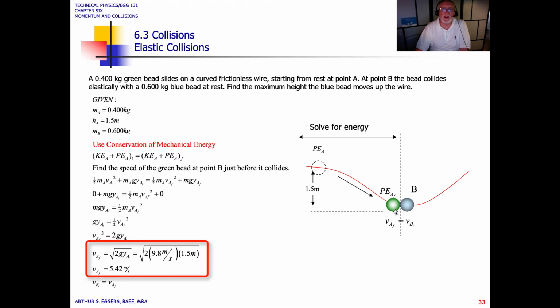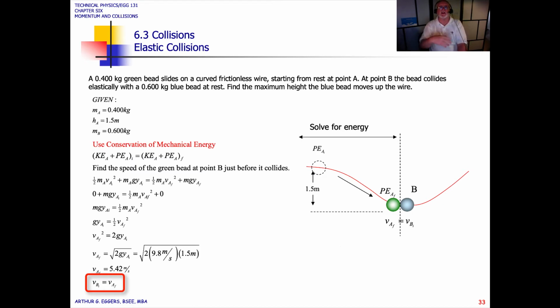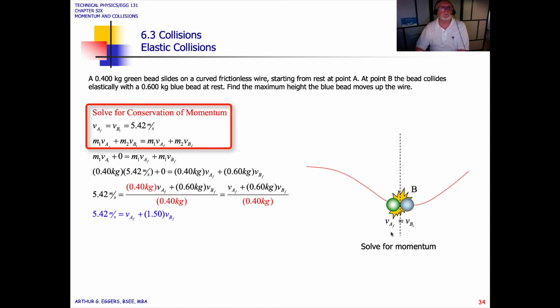At that point, the velocity of the blue bead on the other side of this dotted line is now the velocity that A was. It's an elastic collision, so A is going to give up its velocity to B. Now, using conservation of momentum, we're going to start the projector again, and smack, the green bead hits bead B, and we solve for momentum.